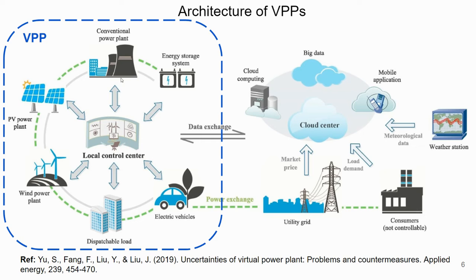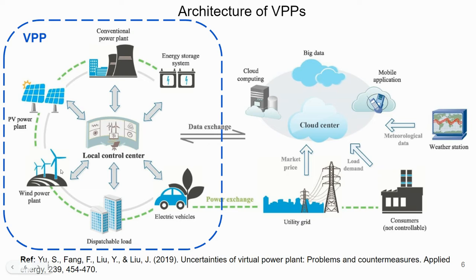This local control center also manages all these entities, and data exchange happens between this local control center and a cloud center, which exchanges data on the market price, load demand, and meteorological data. Meteorological data is required for the forecasting of the PV and wind power plant. Market price data is required for participation in the power market, and through this data exchange and power exchange, finally the cash flow also happens between the VPP and the external entity.